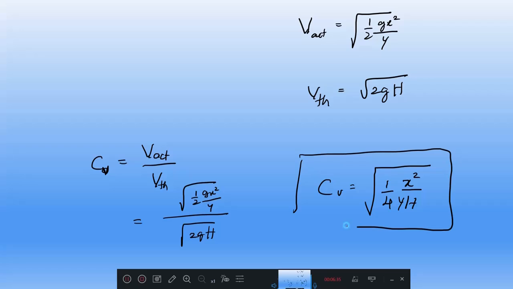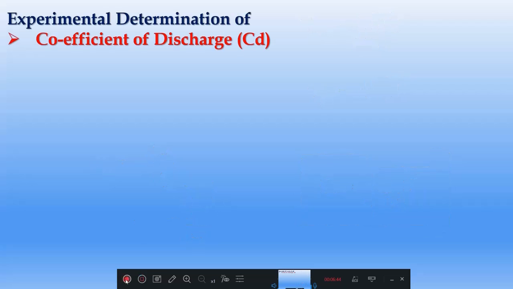Practically, in the laboratory, you can just measure x and y and the water standing in the tank, then you will get the Cv value. Right? Now we will discuss the coefficient of discharge. How to find the coefficient of discharge? It is very easy.